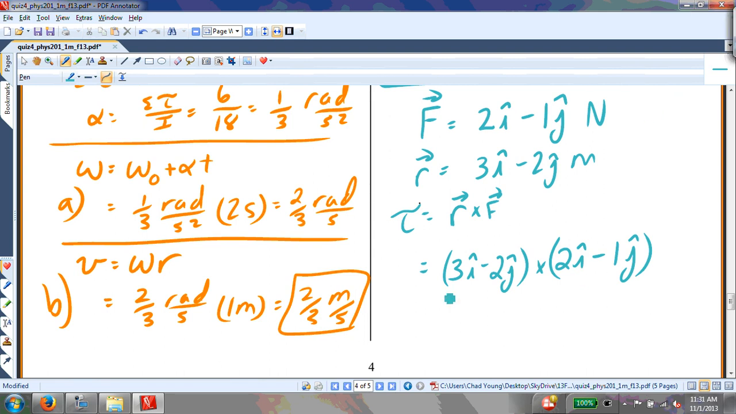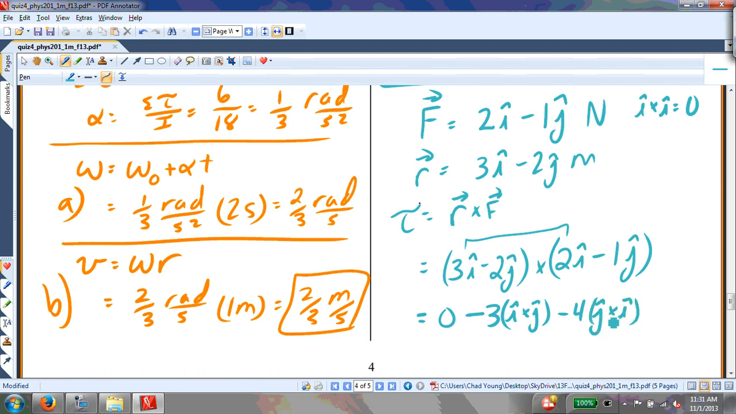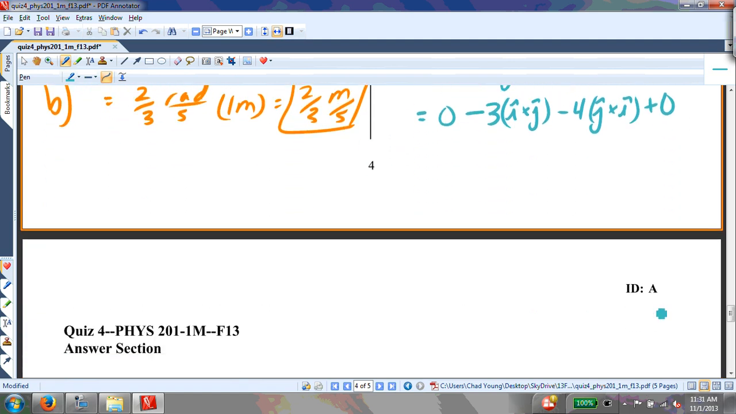I know that i cross i is equal to 0, so my first terms equal 0, because i cross i and j cross j are both equal to 0. So my first will give me 0. My outer, that's going to be 3 times negative 1. That's going to be negative 3 times i cross j. The inner will be negative 4 times j cross i. And then the outer will be 0, because j cross j equals 0. Now I need to know what is i cross j and what is j cross i.